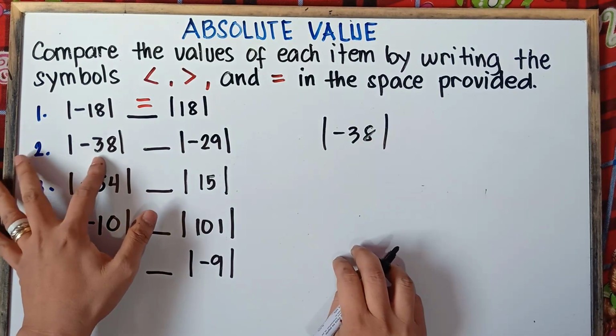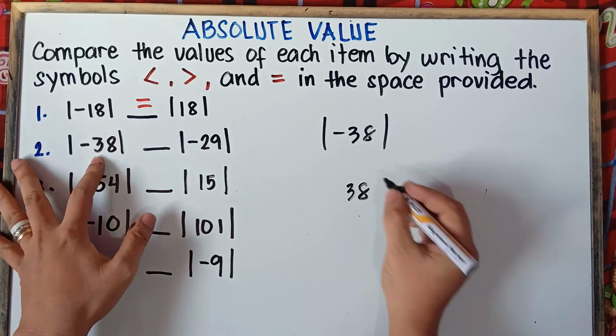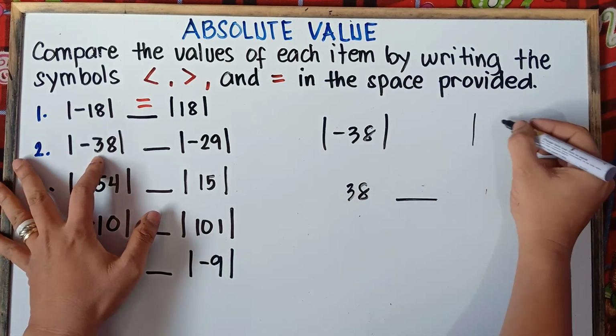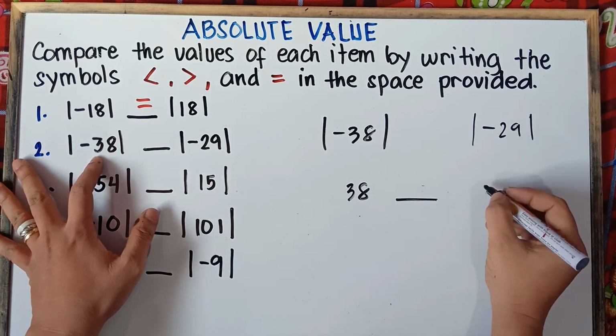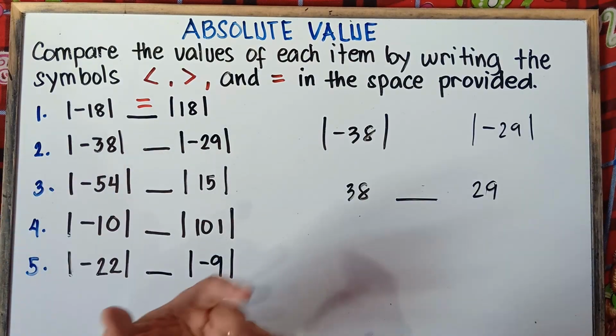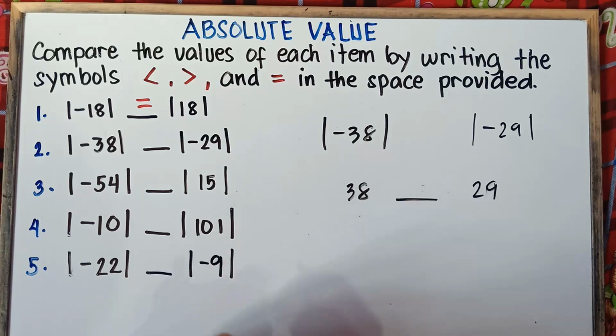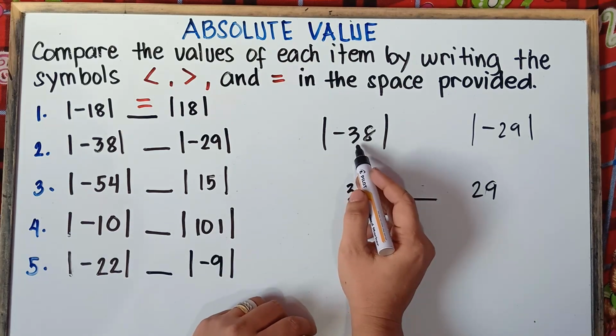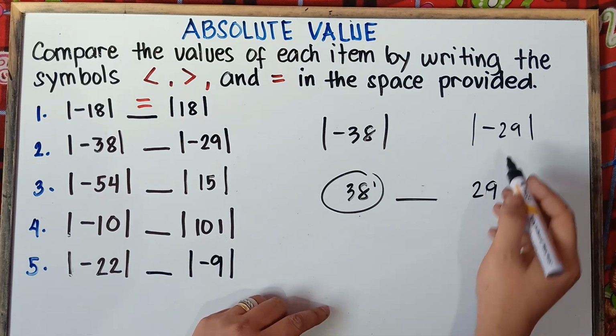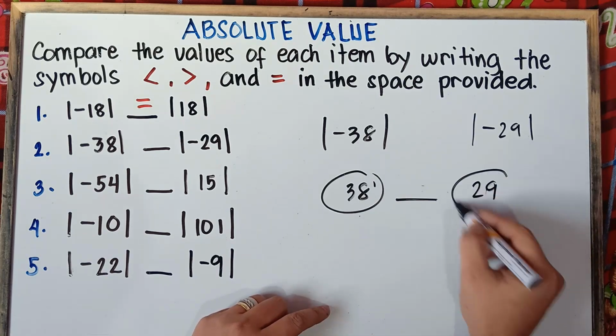So the absolute value of negative 38, that would be positive 38. And the absolute value of negative 29, that would be positive 29. Once again, class, the absolute value of a number is always a positive number.